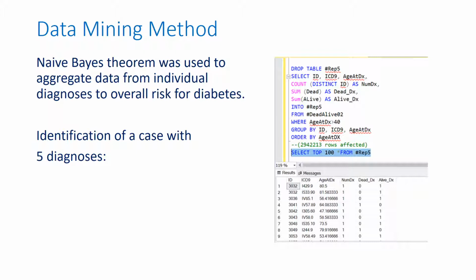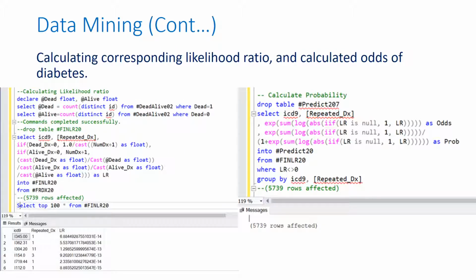For data mining purposes, naive Bayes theorem was used to aggregate data from any individual diagnosis for overall risk for diabetes. These are identification of case with 5 diagnoses. These are queries for calculating corresponding likelihood ratio and calculating odds of diabetes.